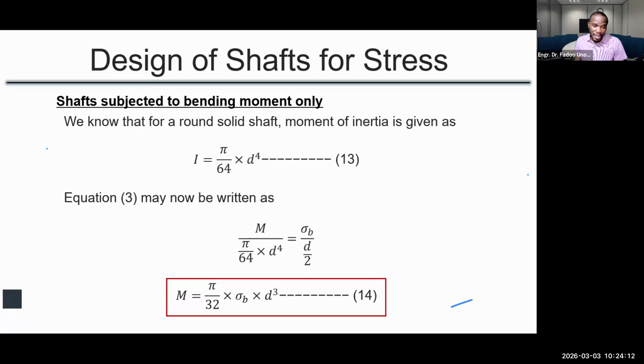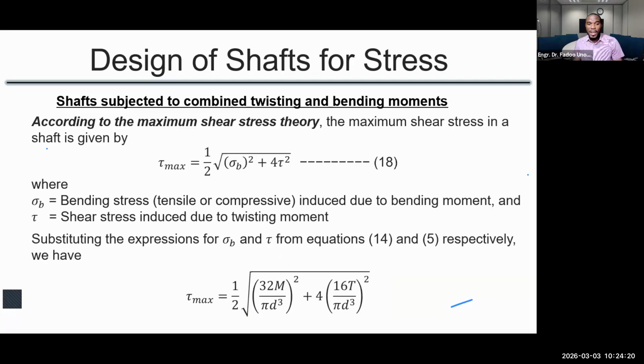And when you combine both of those, I don't have time to be doing proof of formulas for you. You can go and look at it. We arrive at this point. What we do is we make sigma b from equation 14 the subject of formula, and then we substitute it here. And then we make tau the subject of formula from equation 5, and we substitute it here. Okay, you can go and try that out. And then this is what we have.